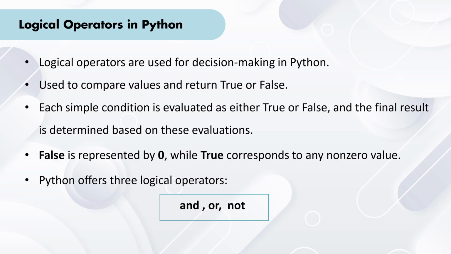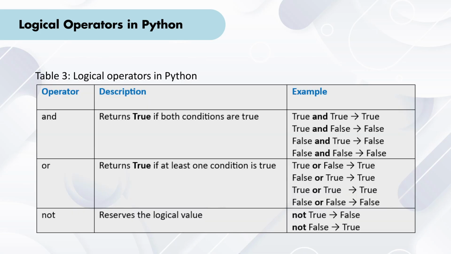A table of logical operators is provided here. The AND operator returns true only if both conditions are met. The OR operator returns true if at least one condition is met. The NOT operator reverses the condition. Let us write some simple Python codes with logical operators and see the output.